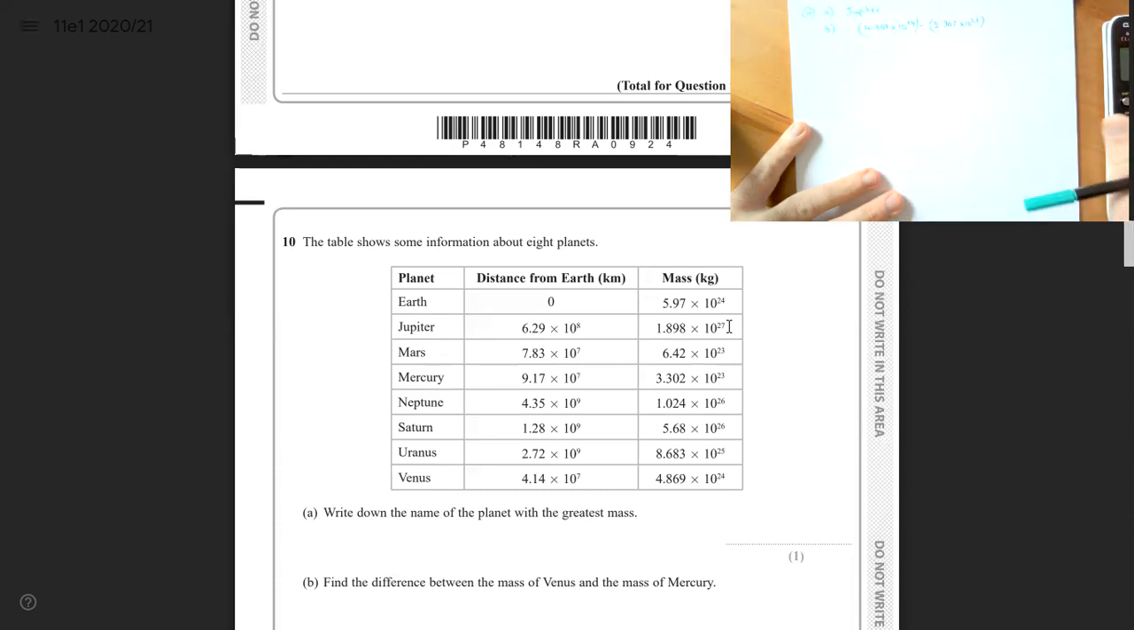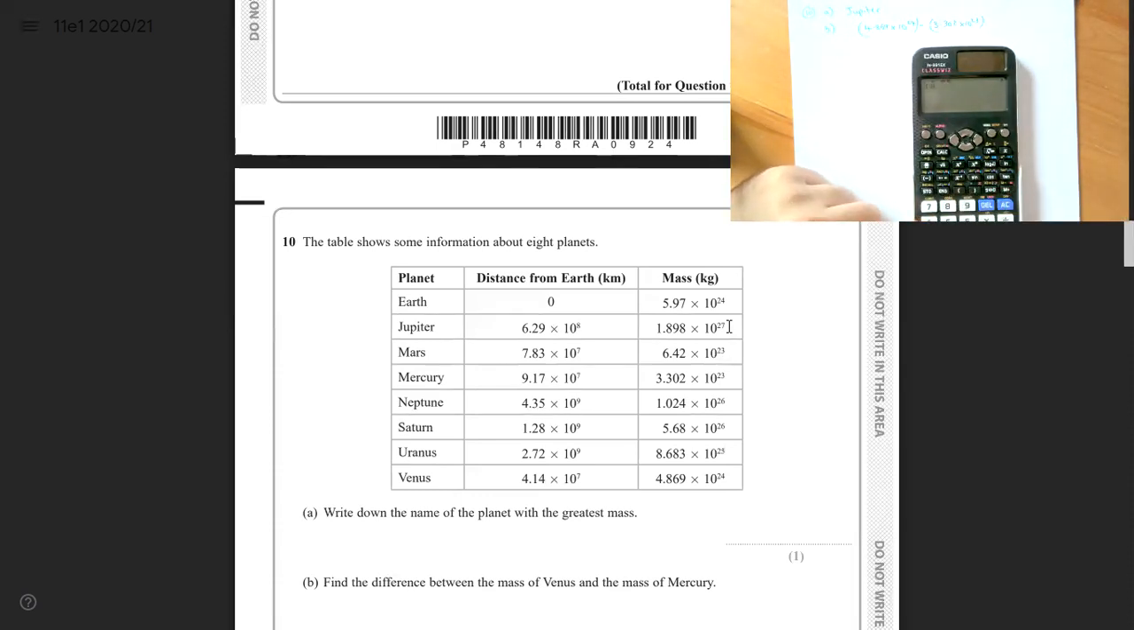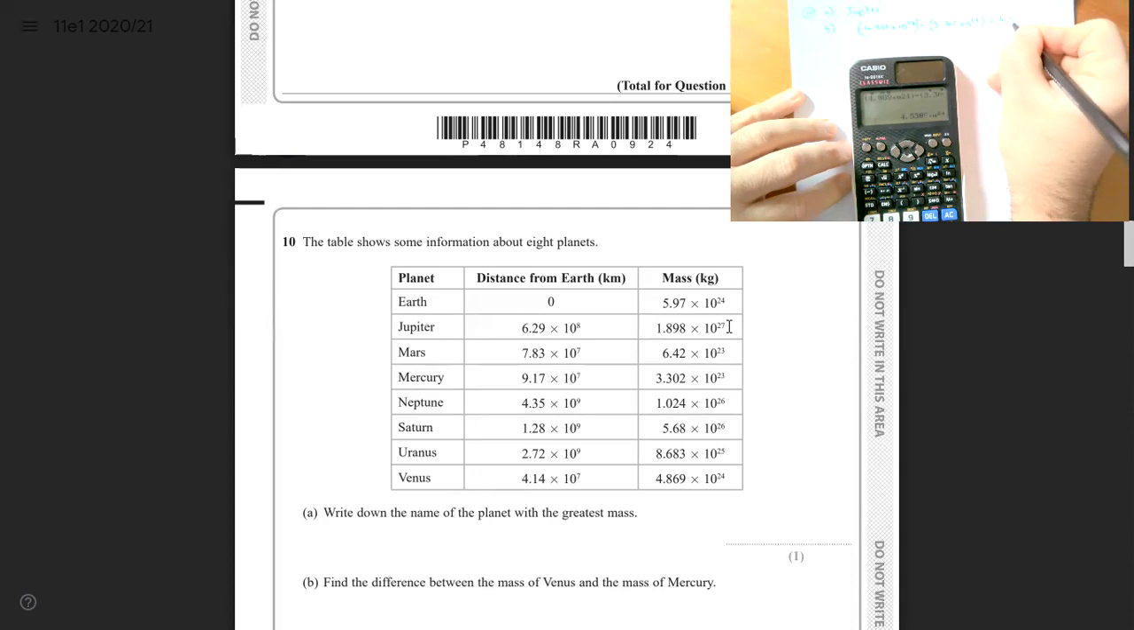Okay, it's a calculator paper, so let's just open bracket 4.869 times 10 to the power of 24, close bracket, minus open bracket 3.302 times 10 to the power of 23, close bracket, equals 4.5388 times 10 to the 24.